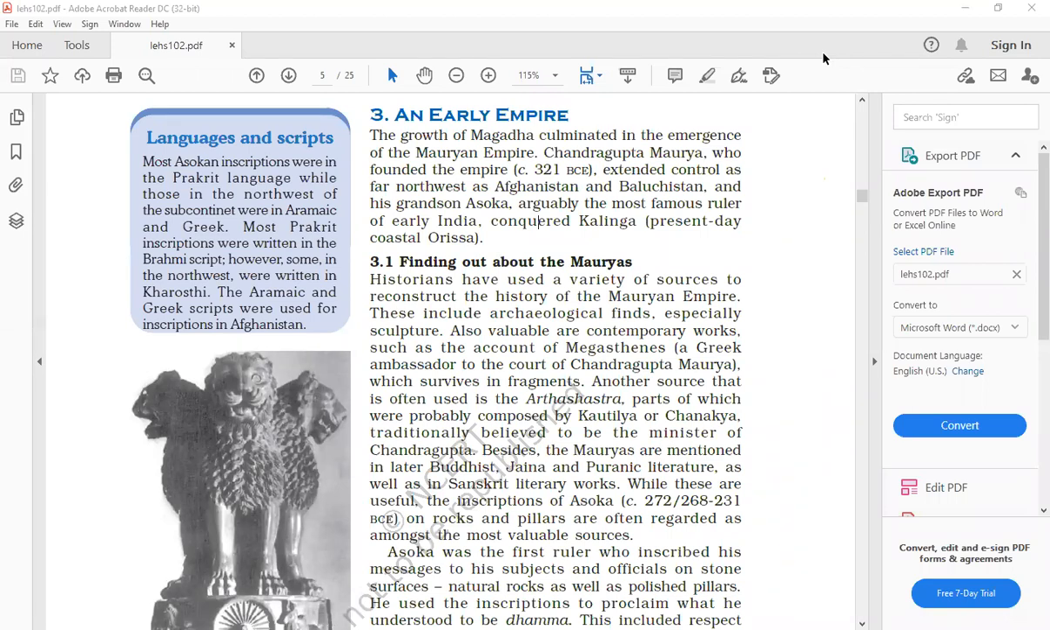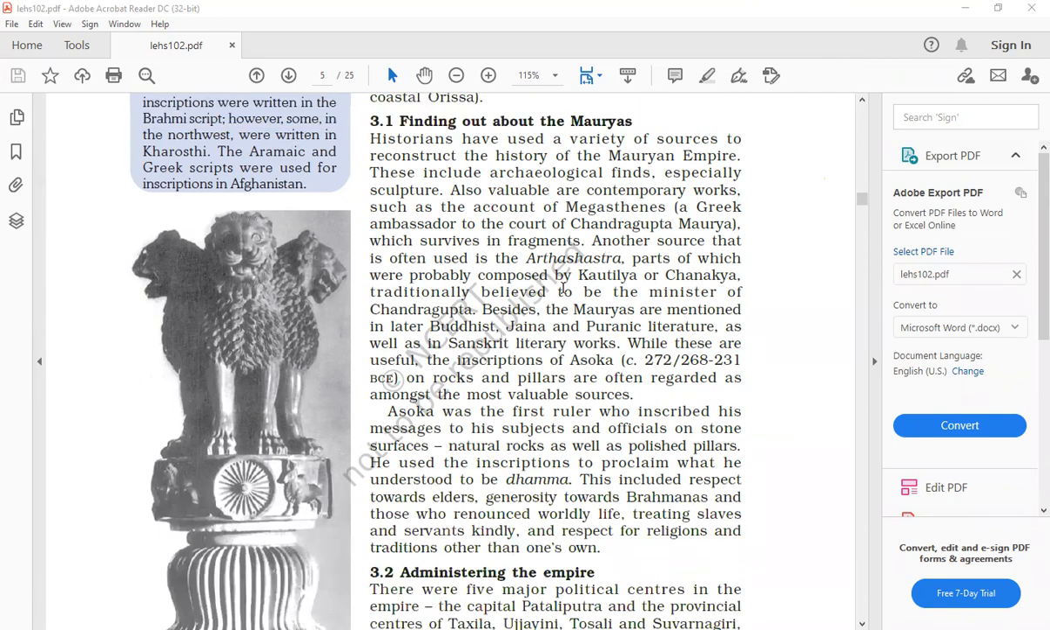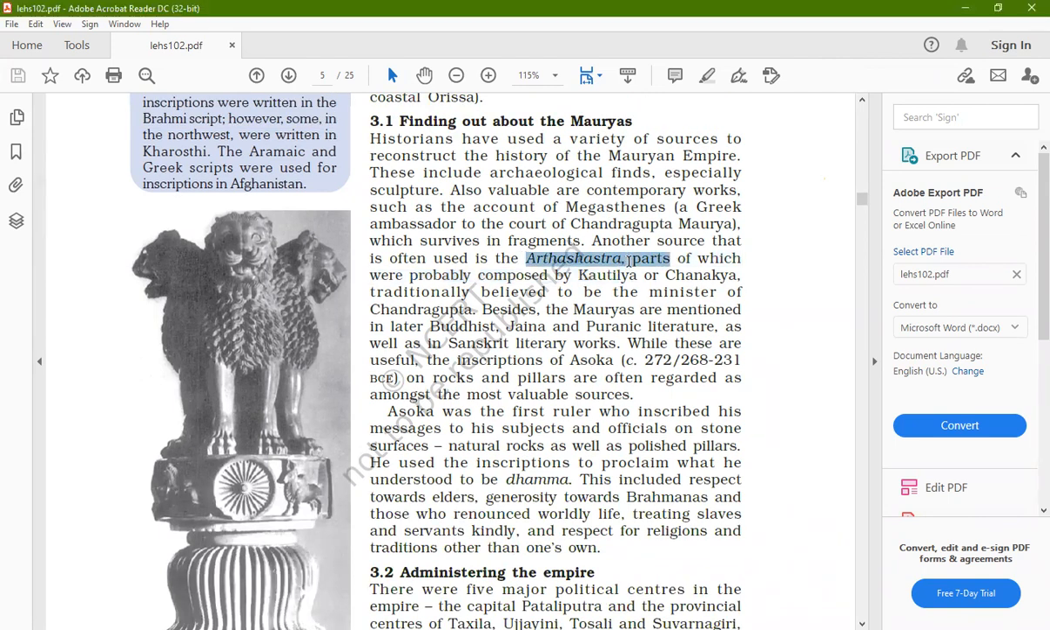Now, we have that this empire lasted till 185 BCE, which is also important to note. And who wrote Arthashastra? It was Kautilya. Who was Kautilya? Kautilya was the minister of Chandragupta Maurya.